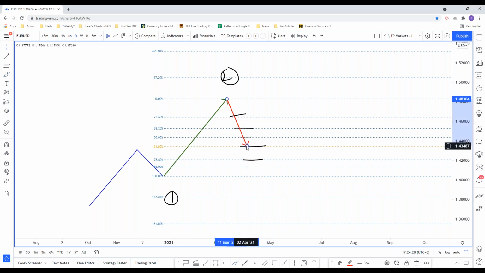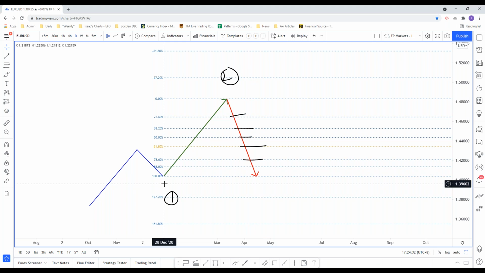Now, if price has gone all the way down to 100%, what we're trying to say is that price has completely retraced its previous move. You can see that price started from here, followed the green arrow, ended here, and then price retraced, broke below the 23.6, the 38, the 50, the 61, the 78.6, the 88, and is now testing the 100%. So we say that price has completely retraced its original move.